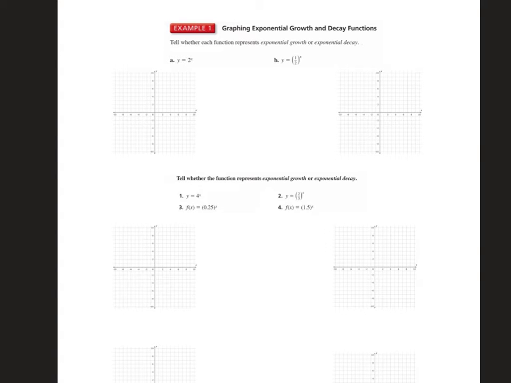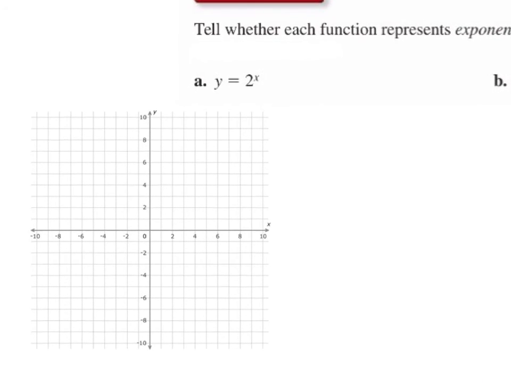So looking at A up top, to give a more exact graph, we need to plot points. So for exponential functions, you always want to plug in 0, and then you want to plug in a number bigger than 0 and a number smaller than 0. The bigger the x that you plug in, the bigger your y is going to be. And it's going to get big really quick.